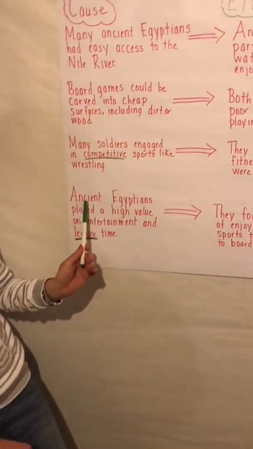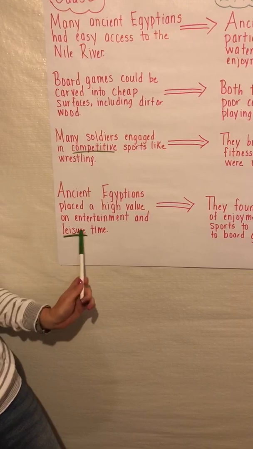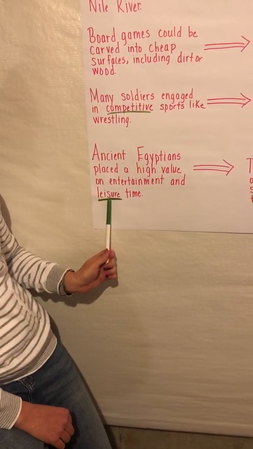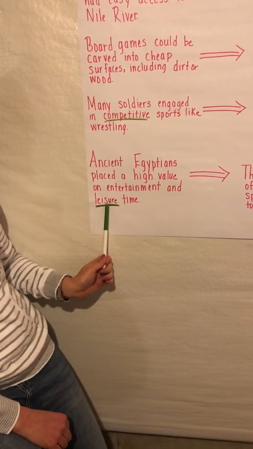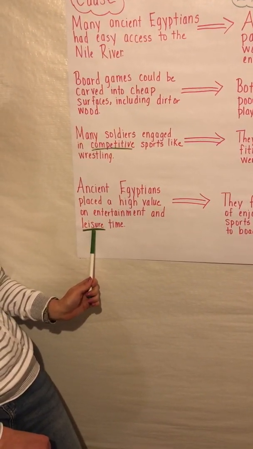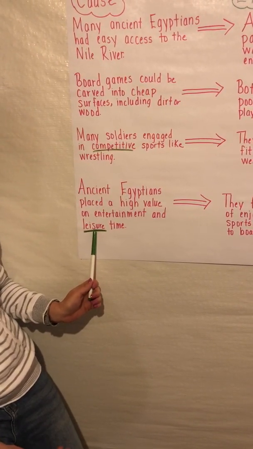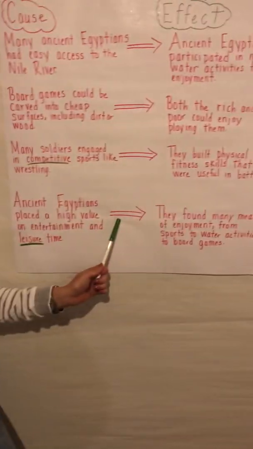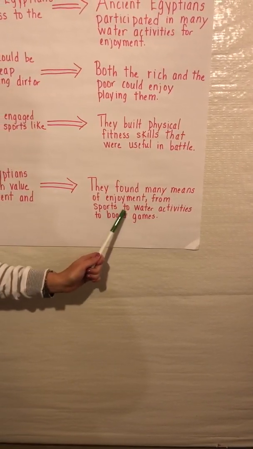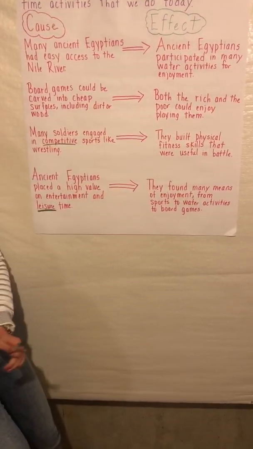Our last example says ancient Egyptians placed a high value on entertainment and leisure time. Again, I've underlined a vocabulary word here. This word is leisure. Take another few seconds and think about what leisure means. You should have thought leisure is things that we do in our free time for fun. As a result, the ancient Egyptians found many means of enjoyment, from sports to water activities to board games. That is our final example.